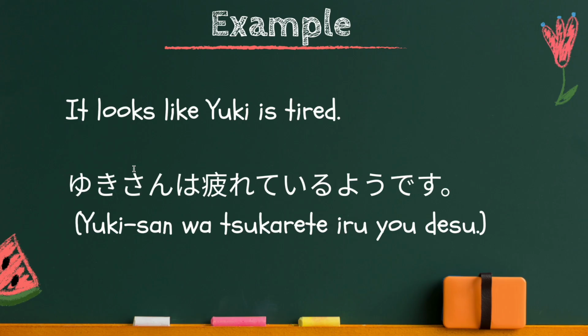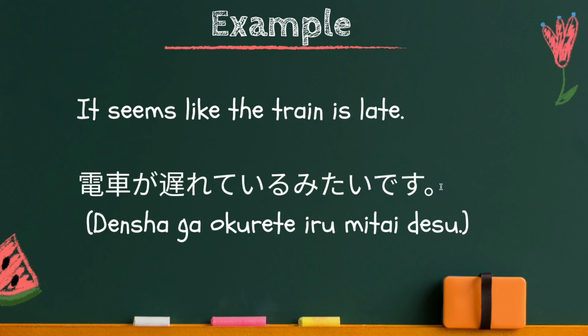It looks like Yuki is tired. Yukiさんは疲れているようです。疲れている means being tired. It's an ongoing state, therefore this is ている. So use the plain form verb and then add ようです. Another one. It seems like the train is late. 電車が遅れているみたいです. So again, use the plain form verb and then add みたい.